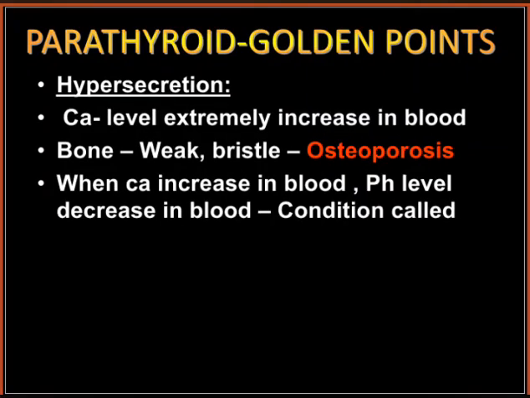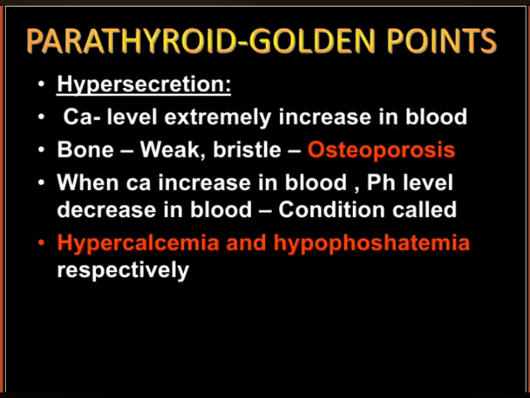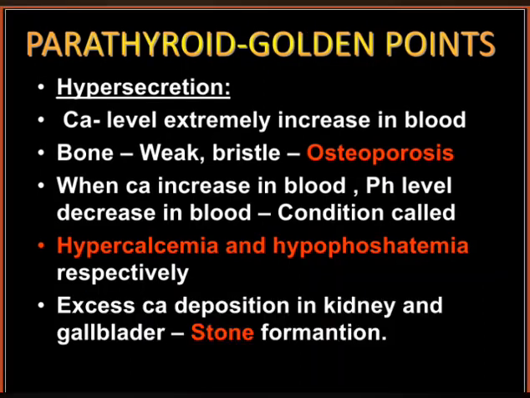Whenever the calcium ion increases in blood, the phosphate level decreases. This condition is called hypercalcemia and hypophosphatemia respectively. The increased calcium level in the blood leads to excess calcium deposit in the kidney and gallbladder, which leads to kidney stone or bladder stone.